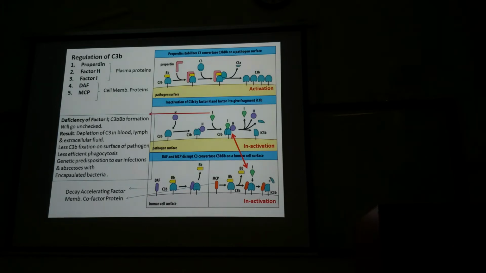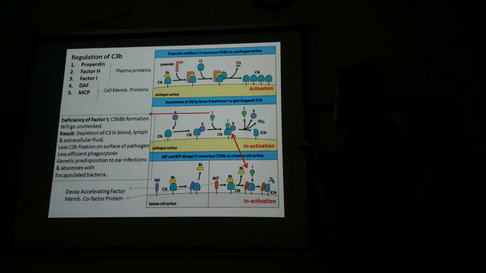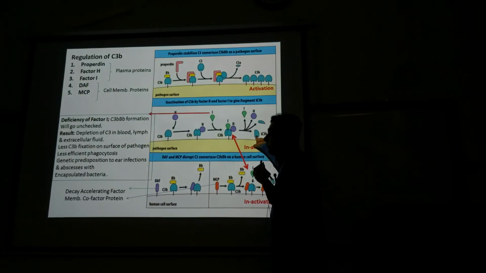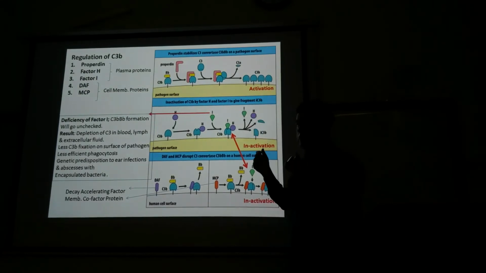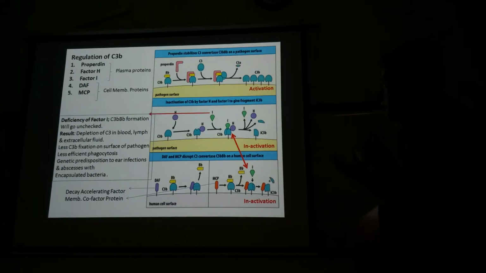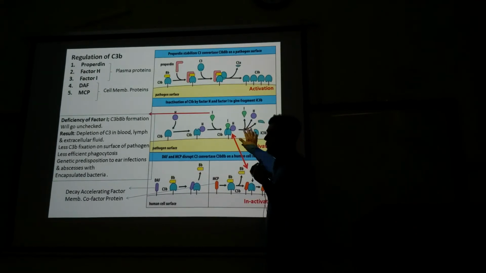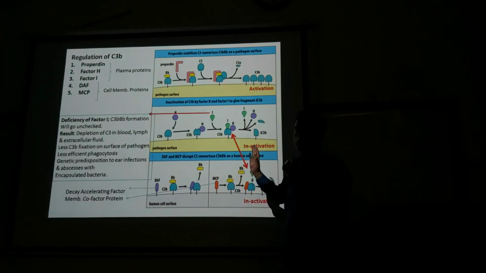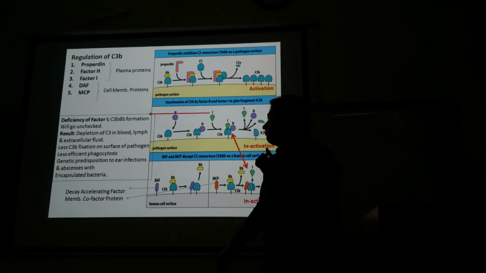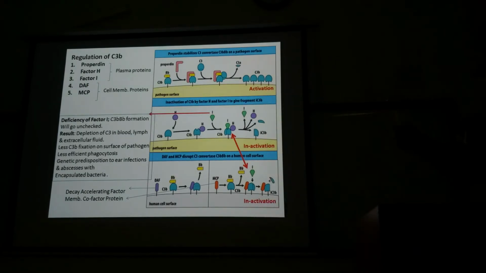It can remain in solitary confinement here on the surface of the pathogen. Although it has some function that I would tell you, it cannot perform the same function as intact C3b can do. In fact, C3b can make C3b convertase, but this molecule cannot do the same job. So we call it inactivation. No more fixation of C3b, no more coating. And in this way, this C3b activation is regulated.